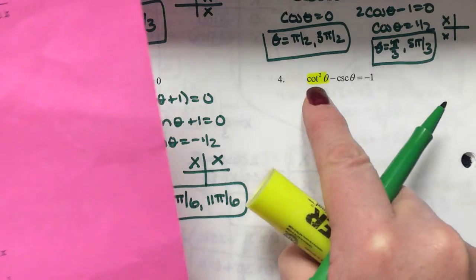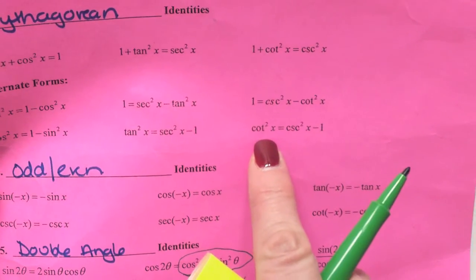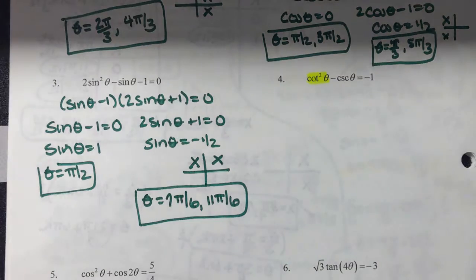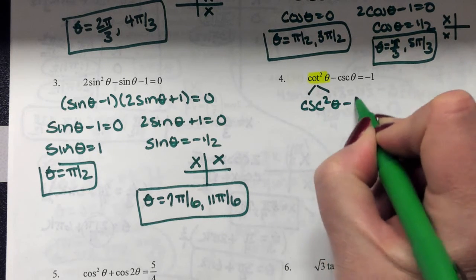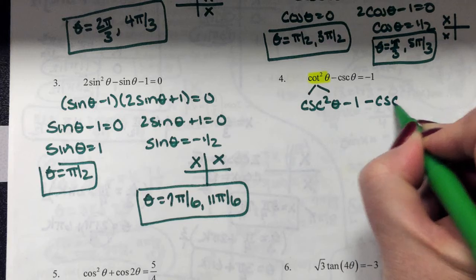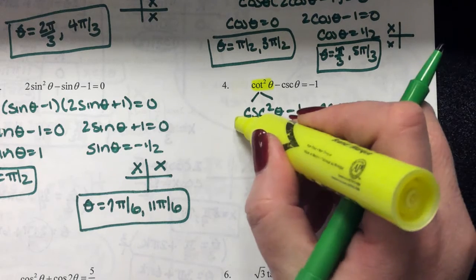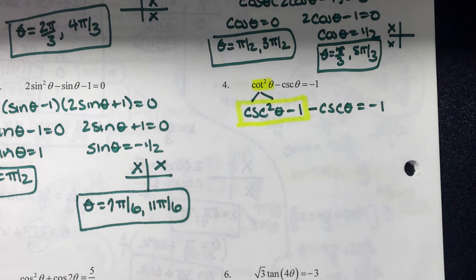So is there a way to rewrite cotangent squared and bring in a cosecant? There is, because remember, cotangent squared is equal to cosecant squared minus 1. So I can change cotangent squared into cosecant squared theta minus 1, minus cosecant theta equals -1. Again, your goal is to try and get the same trig function in the same equation. So by my Pythagorean identity, I can change that cotangent squared into cosecant squared minus 1.